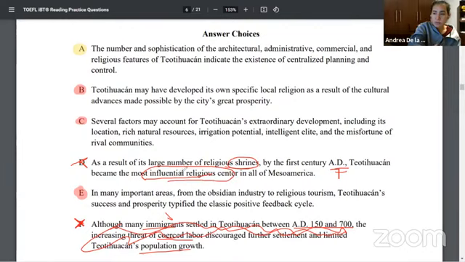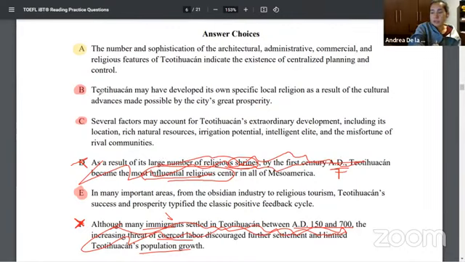I don't remember if they said any of this. I think it's false information. But even if it were true, this is too specific again, because this isn't about Teotihuacan's religion, right? It's about Teotihuacan's development. So religion is something very specific and something that wasn't mentioned too much.